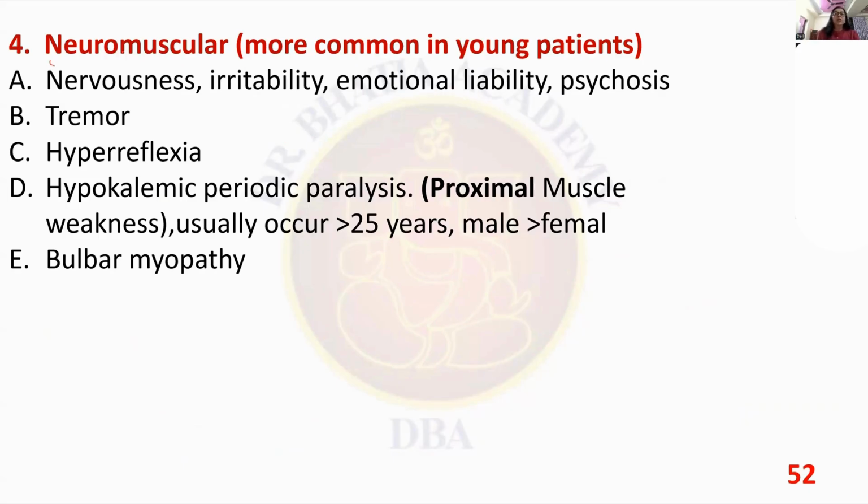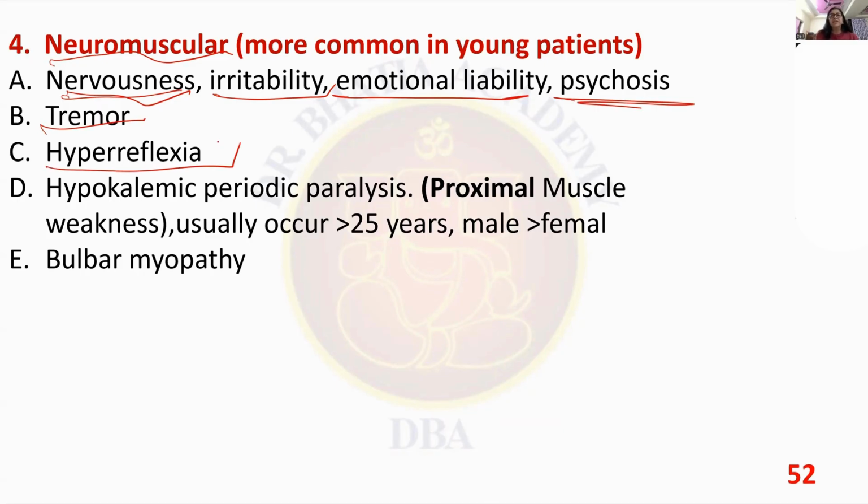So in the neuromuscular, you will find what? Anxiety, tremors, irritability, nervousness in the outstretched hand. If you ask the patient to stretch out the hands, keeping all the fingers separated, you will find tremors. So nervousness, irritability, emotional lability. Patient is hyper, anxious, anxiety. Psychosis features, tremors. There is hyperreflexia.